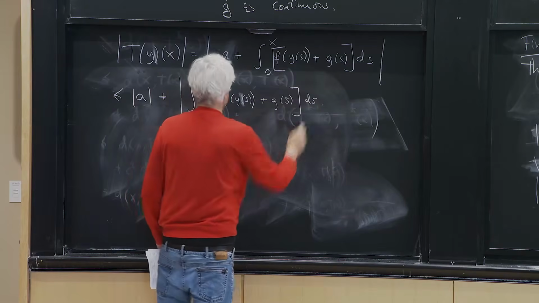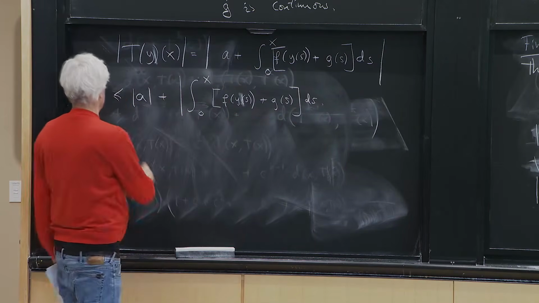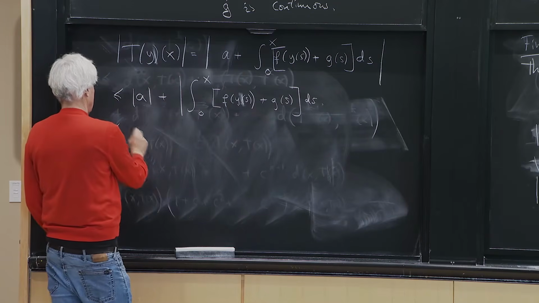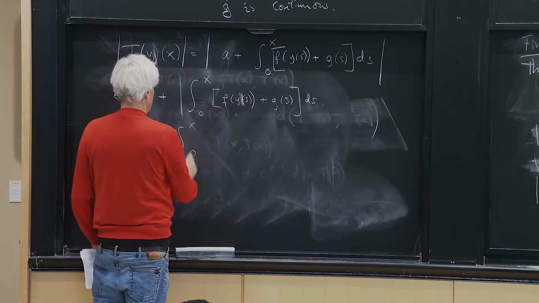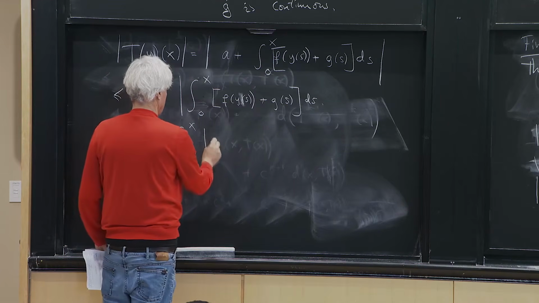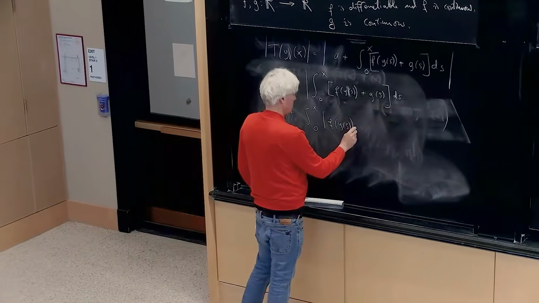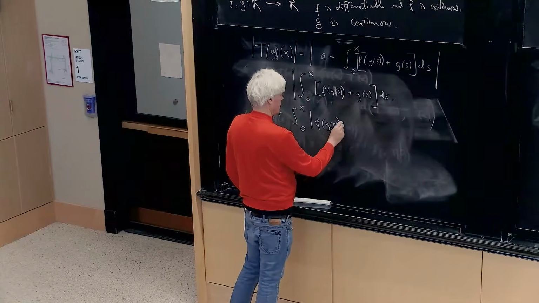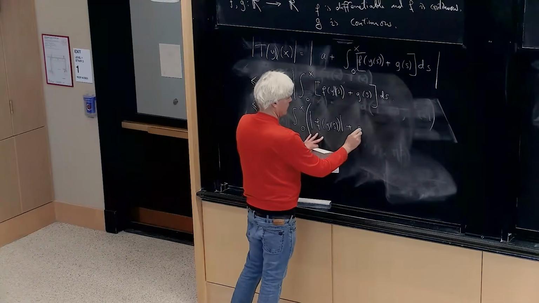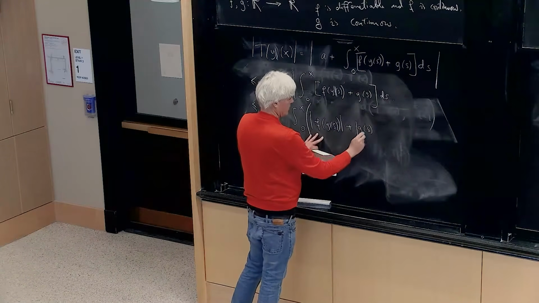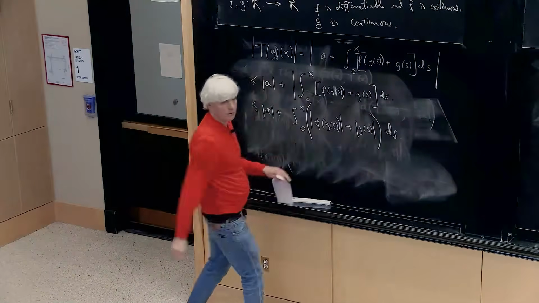And then I can just take this absolute value inside. So I get less or equal to |a| plus the integral, and then the absolute value of f of y of s. And here I can also take the absolute value using the triangle inequality on each individually. So I can write it like this.